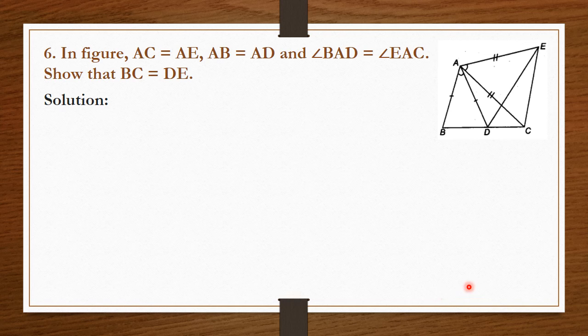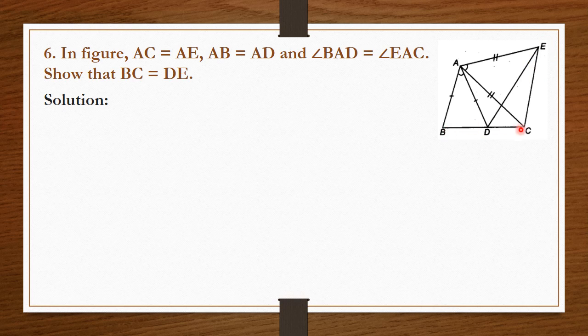Question number 6: in the figure, AC is equal to AE. So this is a very interesting diagram. Here we have AC equal to AE and AB equal to AD. It's given here. Again, angle BAD is equal to angle EAC. We have to show that BC is equal to DE.